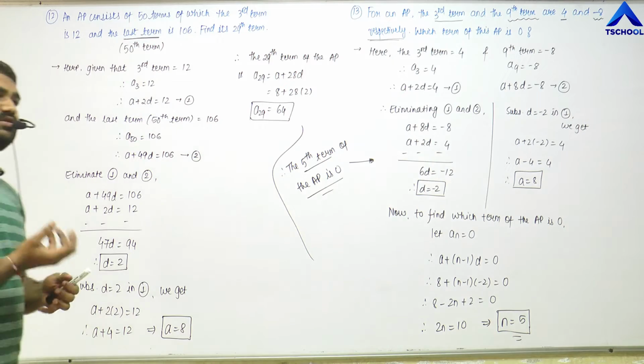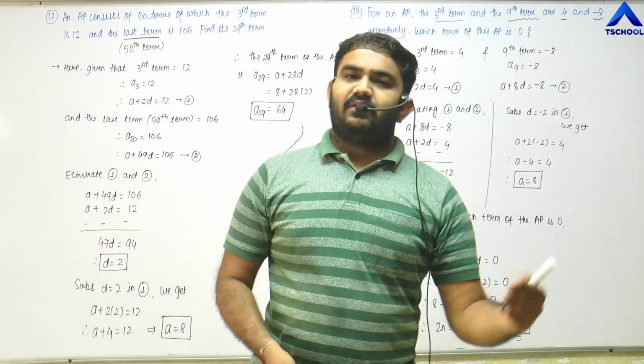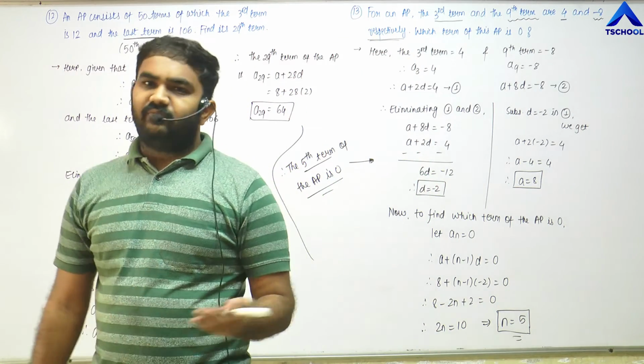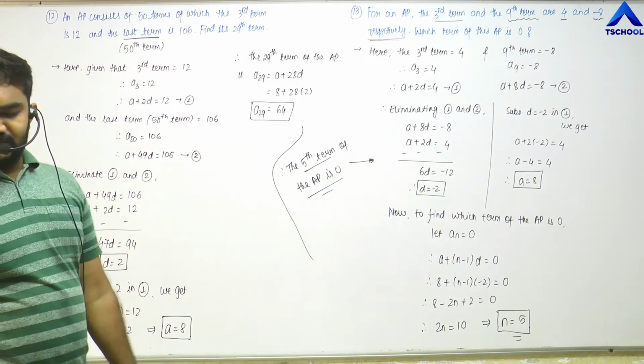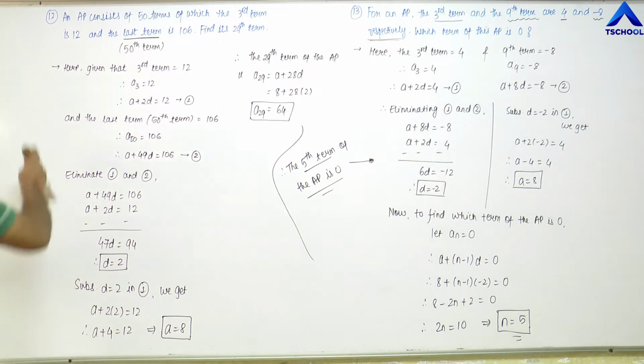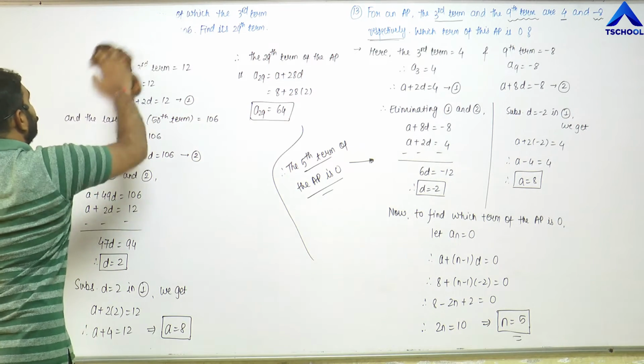If it is asked which term is -12, so we can also find out that number of term for which AN is equals to -12. Okay.